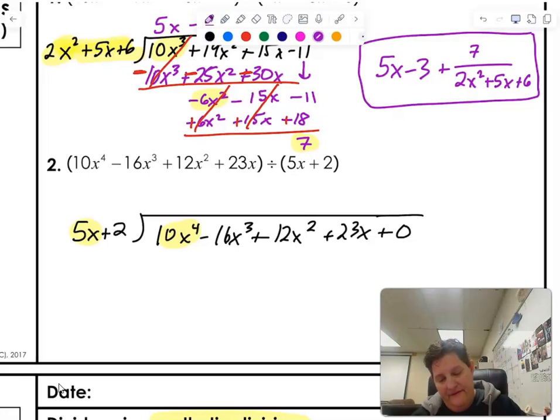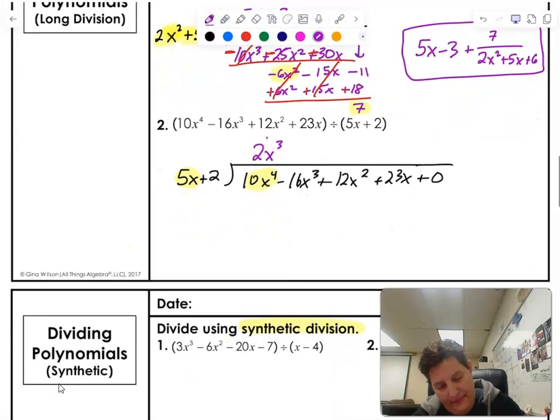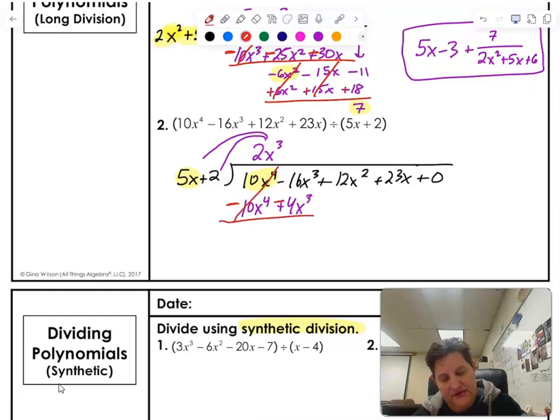All right. 5x goes into 10x to the fourth, 2x to the third times. So that's 10x to the fourth. That's 4x to the third. Change my signs. That's 0. And I get negative 20x to the third. And then I bring down 12x squared. And then I do the whole thing again, okay?